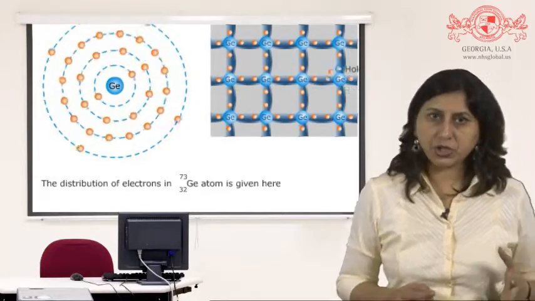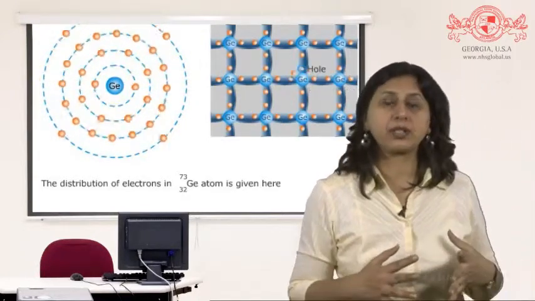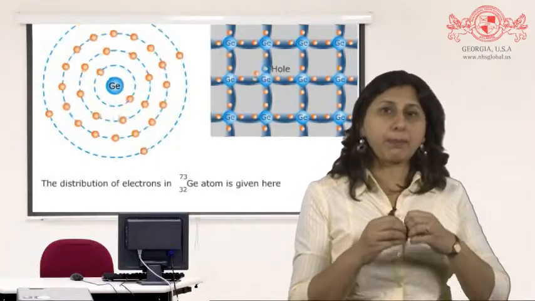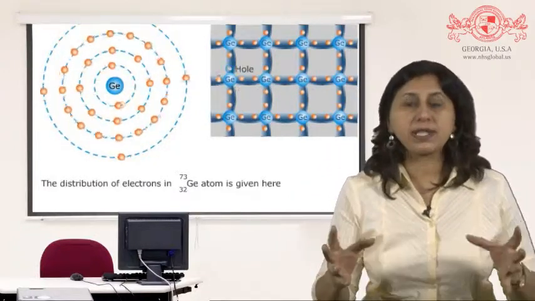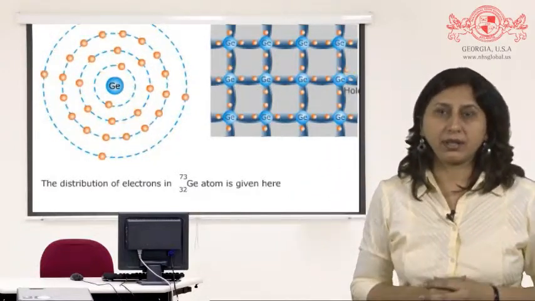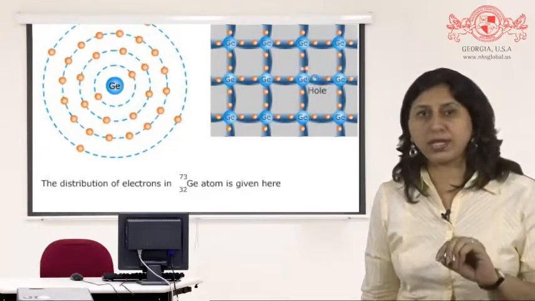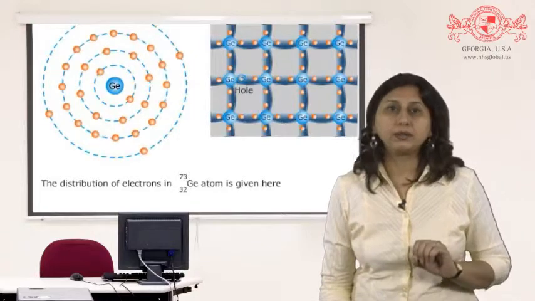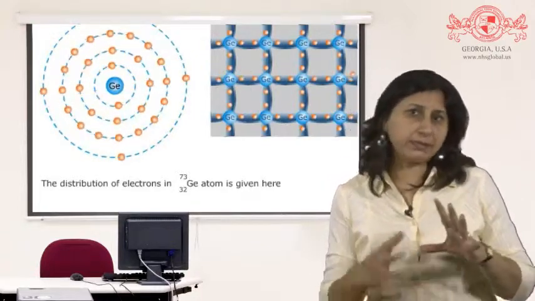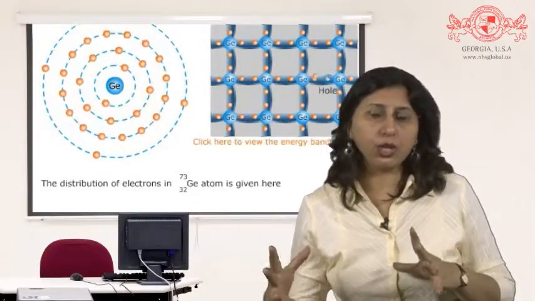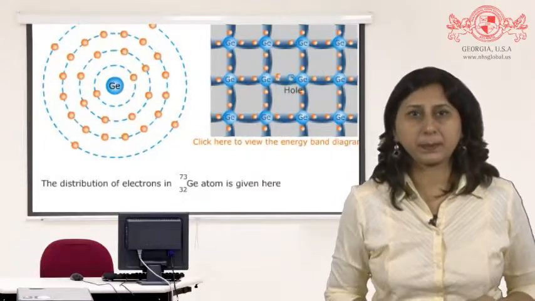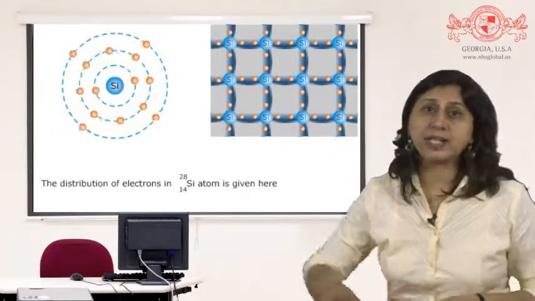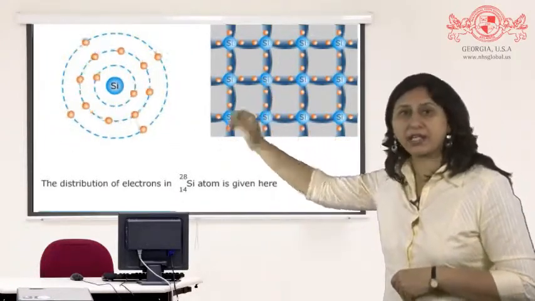At room temperature, due to thermal agitation, some of the covalent bonds are broken and the electrons are available for conduction. The absence of electrons is represented by a small circle called hole. We observe that the movement of electron and hole are opposite in direction. Now this is how a silicon crystal is represented.